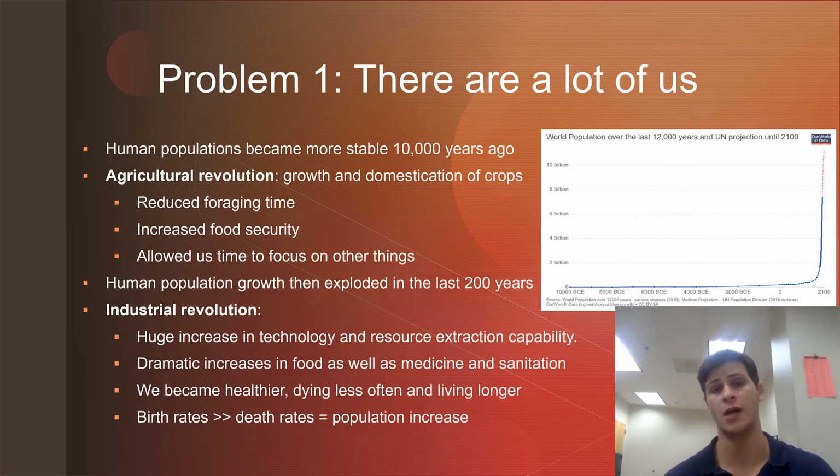First, it reduced foraging time. Simply because we no longer had to spend enormous amounts of time looking for food or hunting for food, instead we could invest in farms right there on our property or right there in our civilizations, and so it dramatically reduced the amount of time it took to get food.